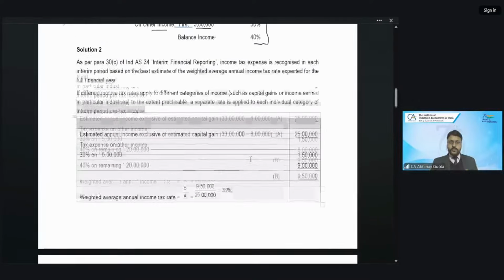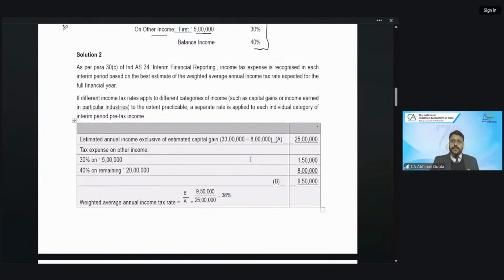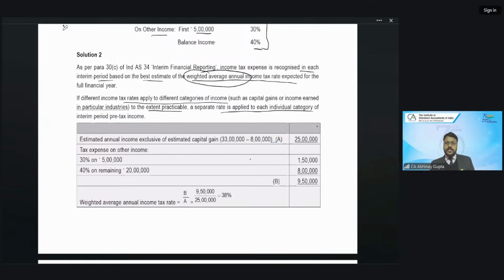So first of all, what we will do? As per para 30C of Ind AS 34 interim financial reporting, income tax expense is recognized in each interim period based on the best estimate of the weighted average annual income tax rate, right? So first of all, we need to calculate the weighted income tax rate, and then we will apply that weighted rate for each of the quarters. If different income rates apply to different categories of income, such as capital gains or other income earned in particular industries, to the extent practicable, a separate rate is applied to each individual category of the item, right?